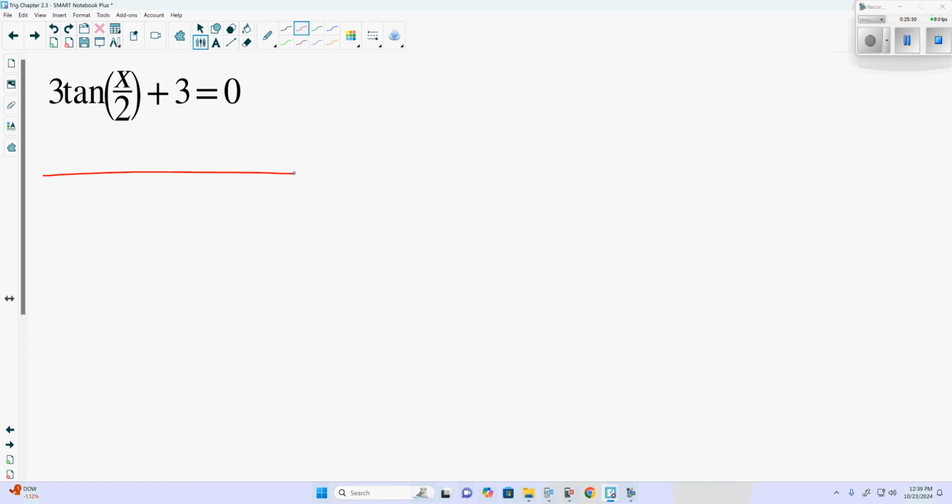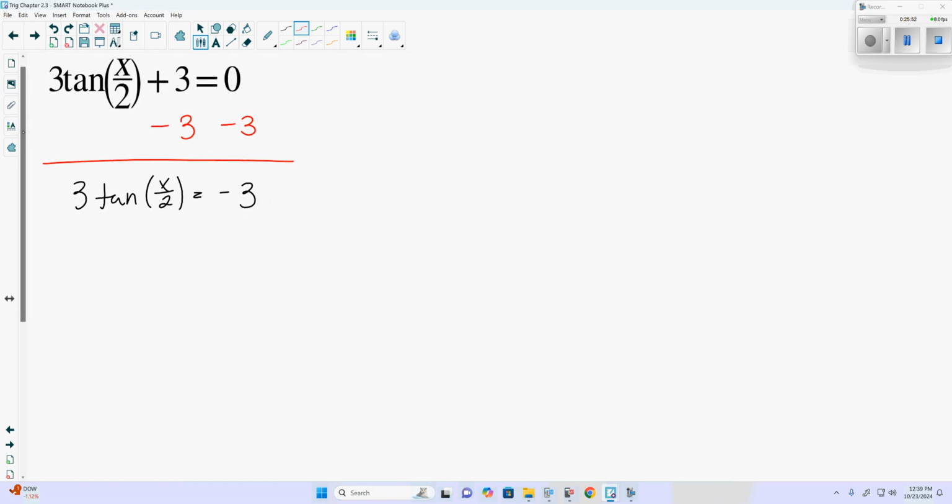All right, let's look at this one here. 3 tangent of x over 2 plus 3. We need to get tangent by itself. So the first thing we're going to do is subtract 3 from both sides. Telling us 3 tangent of x over 2 is equal to negative 3. Then we're going to divide both sides by 3. Telling us tangent of x over 2 is equal to negative 1.